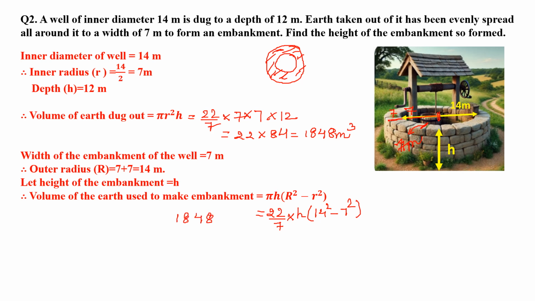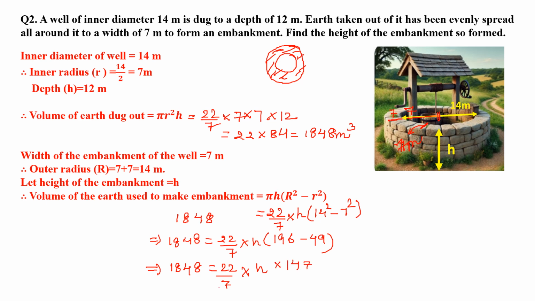And the volume of the earth will be 1848, right? Now if you solve it, it will be 1848 equal to 22 by 7 into h. Now 14 square will be 196, 7 square is 49. And further, 1848 equal to 22 by 7 into height. And if you subtract, you are going to get 147. And if you reduce, 7 times 21.